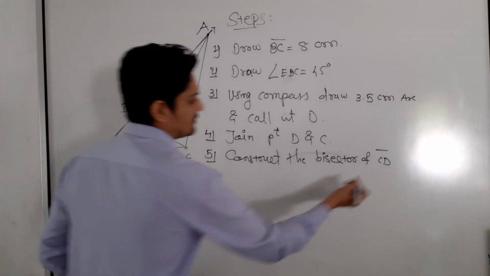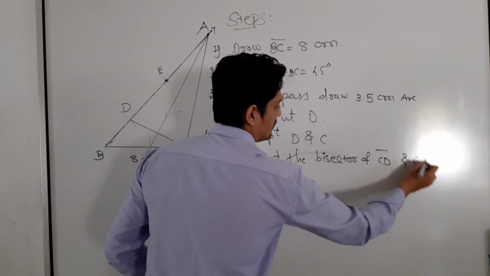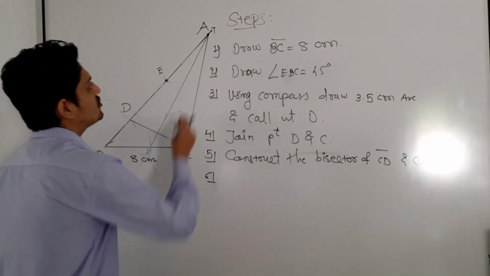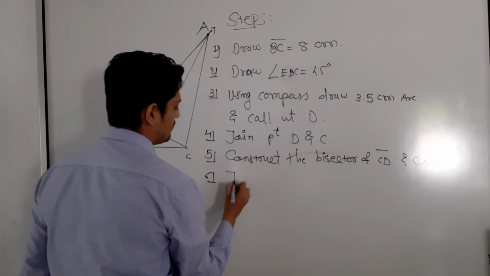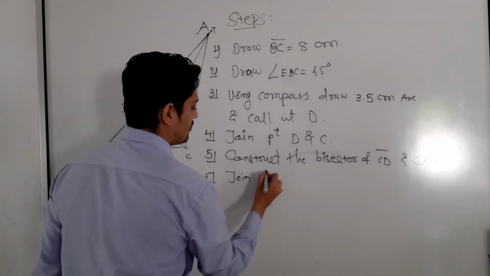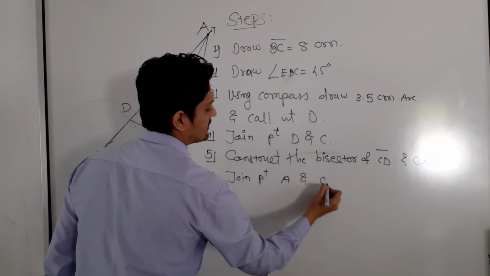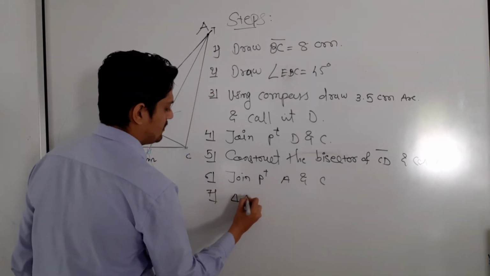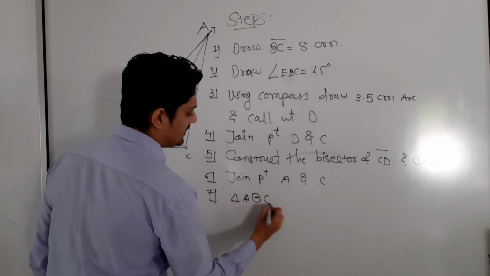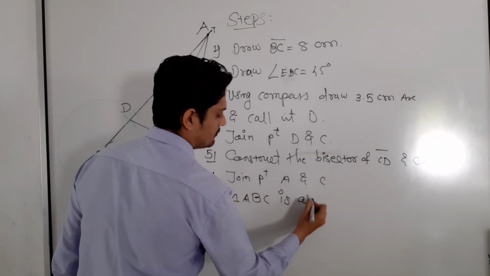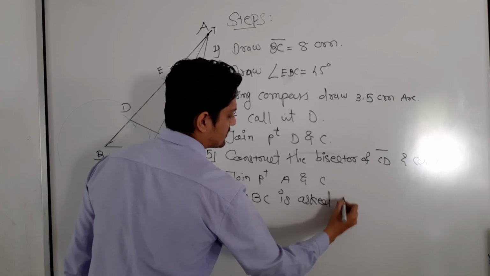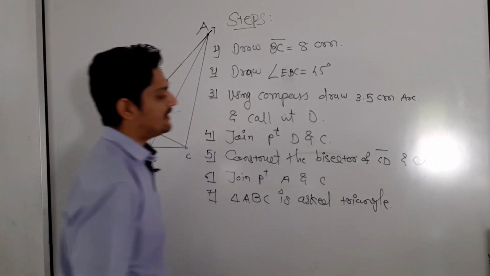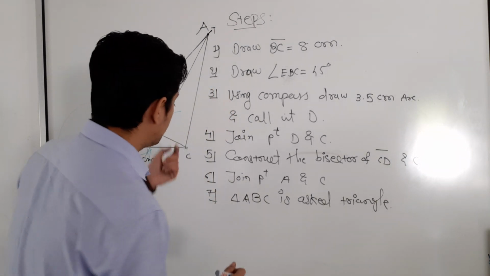Now call it A. And the last one, join point A and C. And the last one, triangle. Which triangle? ABC is the asked triangle.